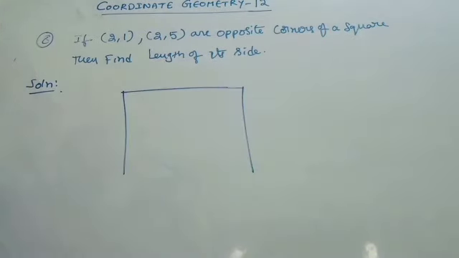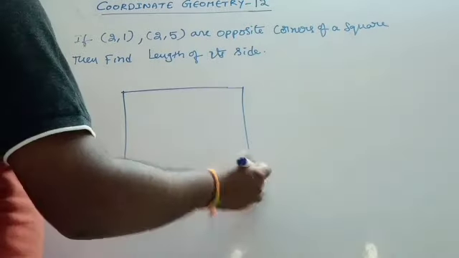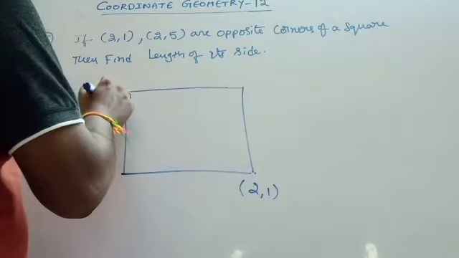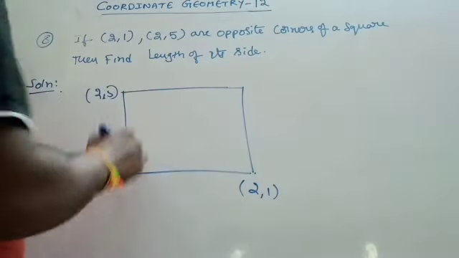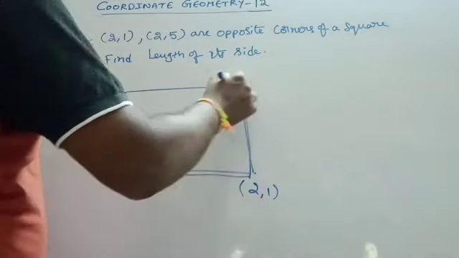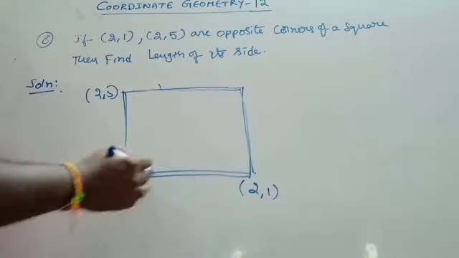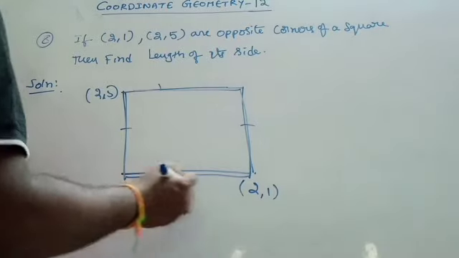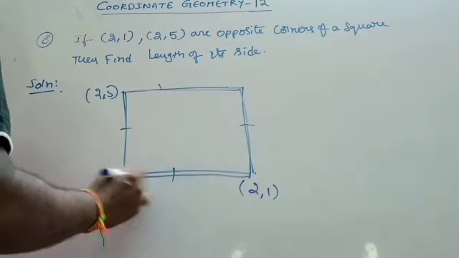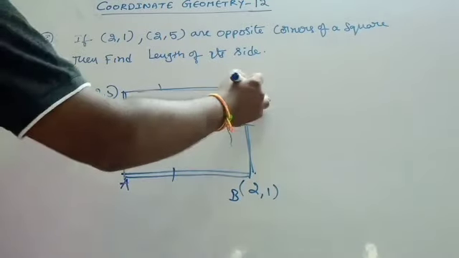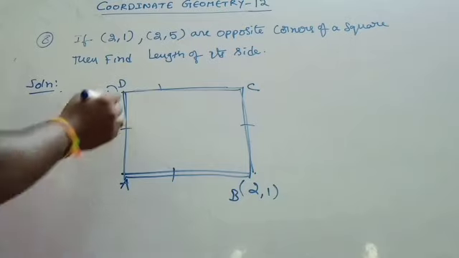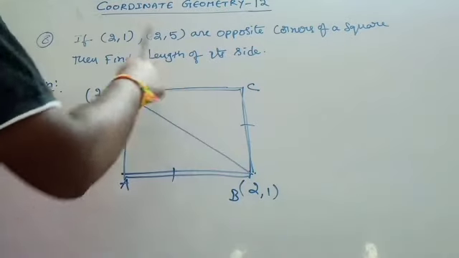Let us take (2, 1) like this, and (2, 5). They are opposite vertices of a square. Assume it is a square, all 4 sides are equal. If I take this as A, B, C, D, they have given B and D as opposite corners of a square, and they are asking the length of its side.